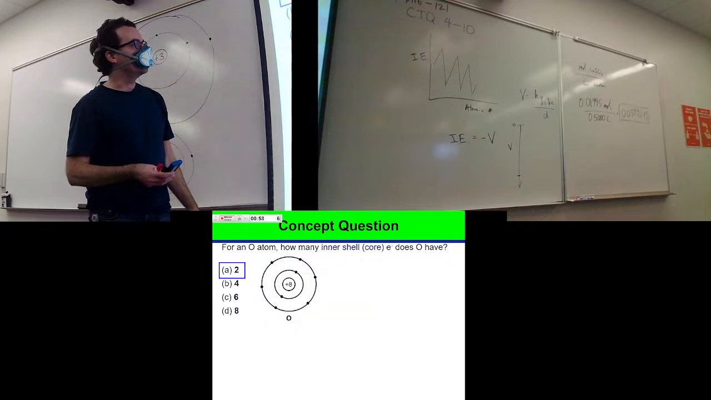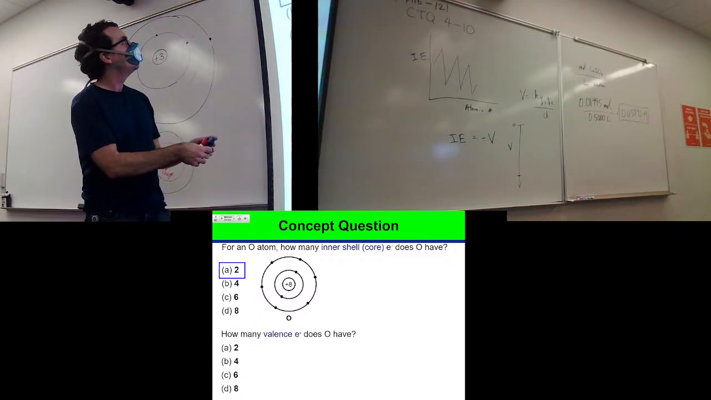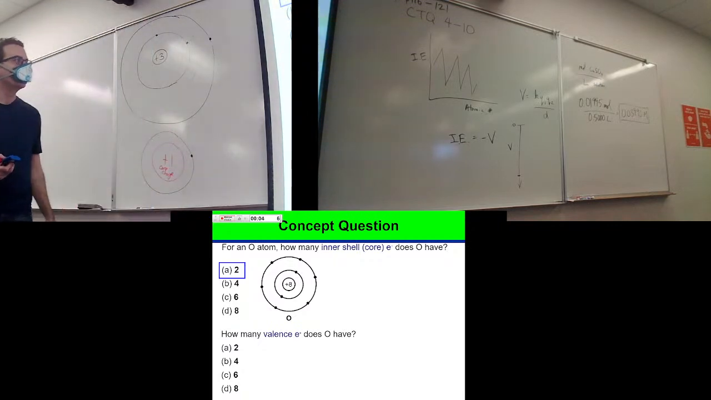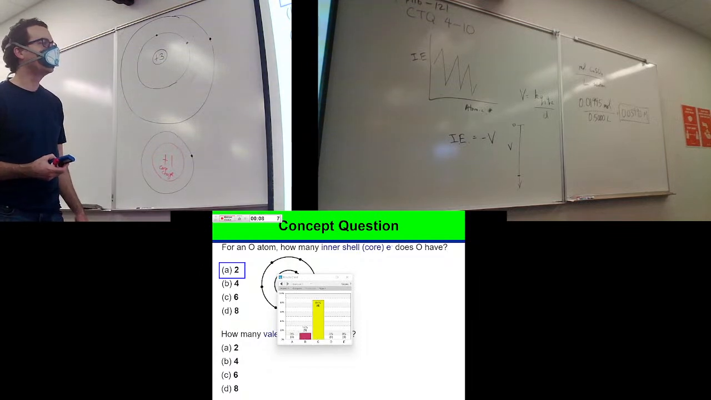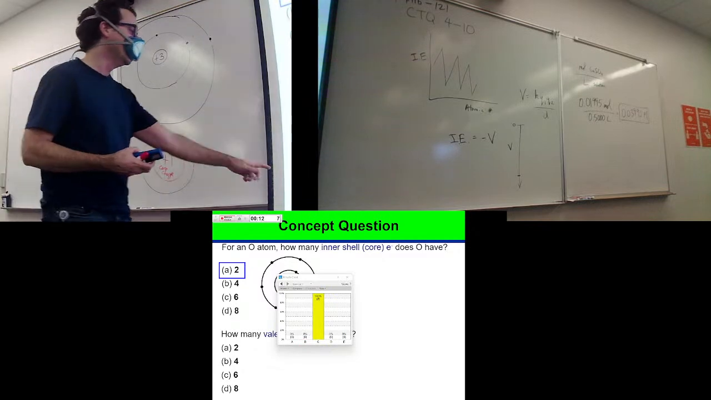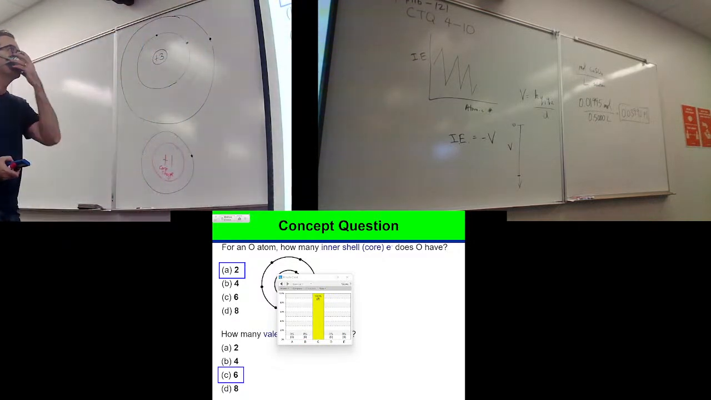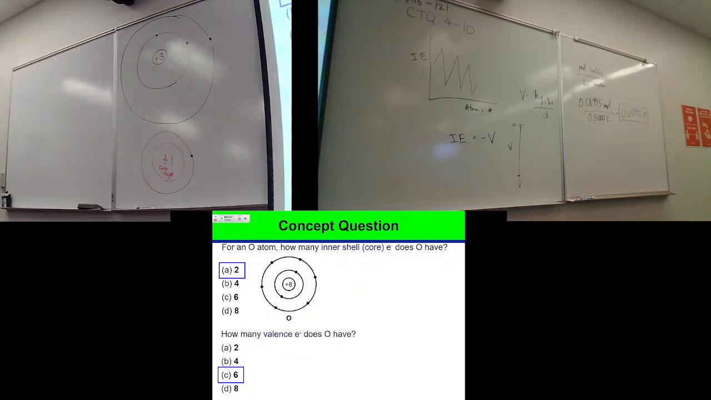So, how many valence electrons does oxygen have? Hopefully this is an easy one. Okay, instant answers. So it's got 6 valence electrons. You can just count them, or you can look at the periodic table. Oxygen's group 6A, 6 valence electrons.